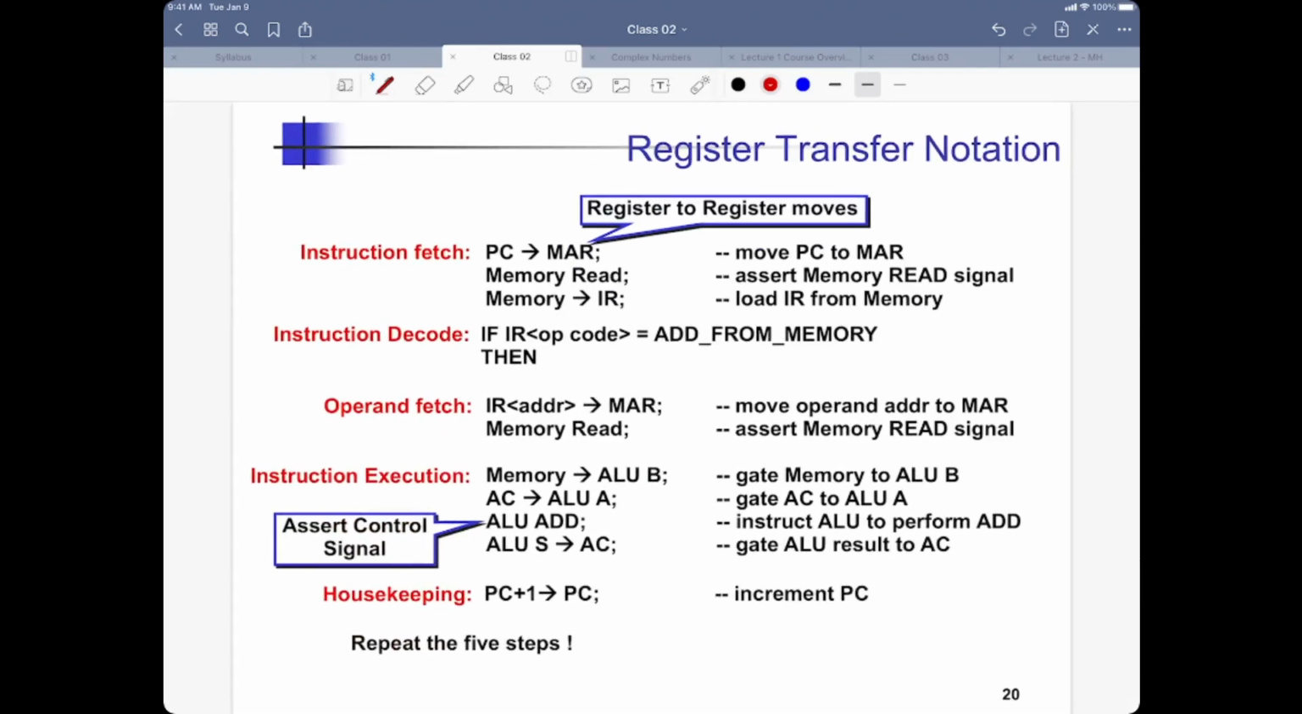Now let's talk about register transfer notation. And we are going to do that for the same thing, ALU add. On the left over here in red, all our 5 steps are listed. Fetch, decode, operand fetch, execute, and housekeeping. To the right of each of them, you have a register transfer notation for each step that is being carried out. So each main step will have multiple register transfers. And for convenience here, we also have some comments all the way to the right.